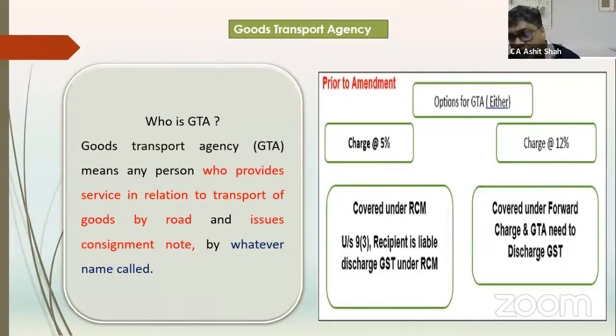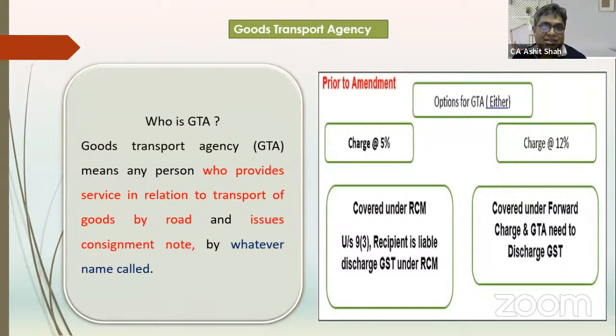So, sir, as I have told in the beginning, in whatever manner the consignment note has to be called. Now, many persons put all the details of the consignment note in the invoice itself. So does it mean that though all the details of the consignment note are on the invoice, that person would not be considered a goods transport agency? That is my first point. Second, if a GTA fails to issue a consignment note, does it mean he is not a GTA or he is not transporting the goods?